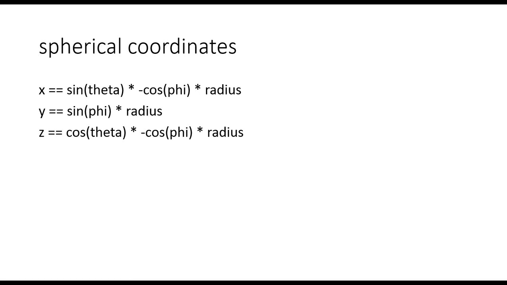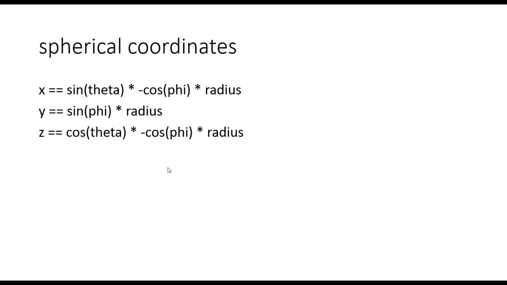Spherical coordinates are different in concept from Cartesian coordinates, but if you can represent a position using x, y and z coordinates, then you can represent that same position using theta, phi and radius coordinates, where radius is the radius of a sphere and theta and phi are angles. And you can convert between the two coordinate systems using these formulas.